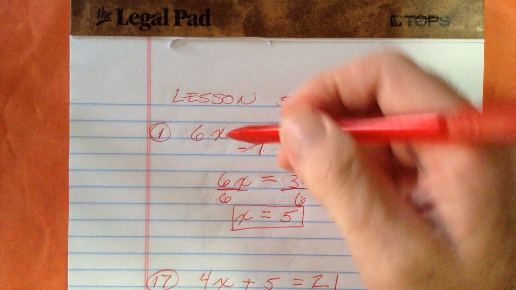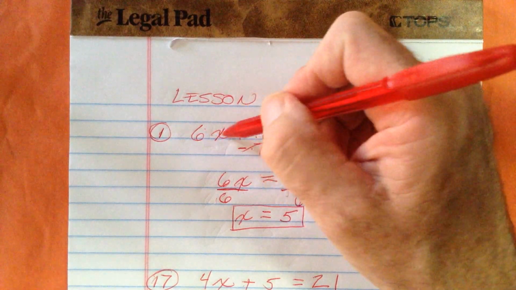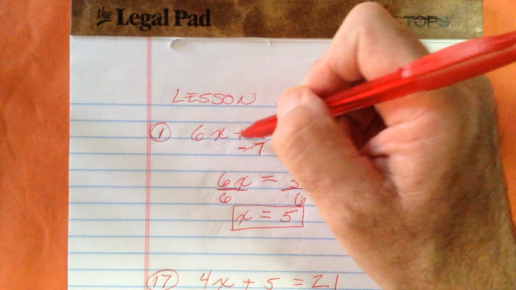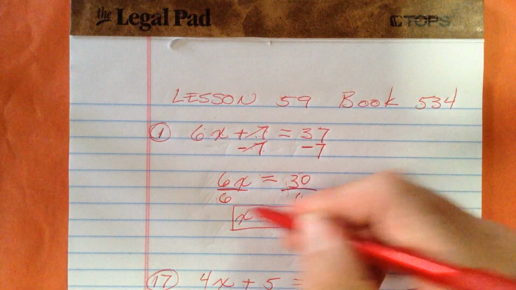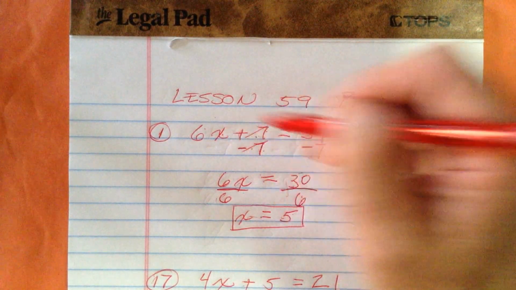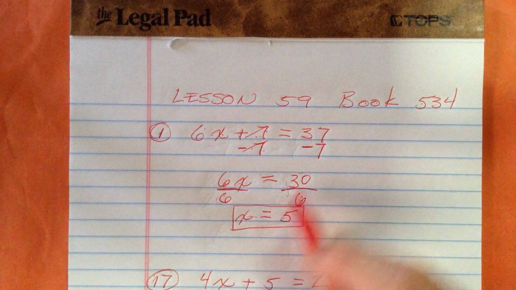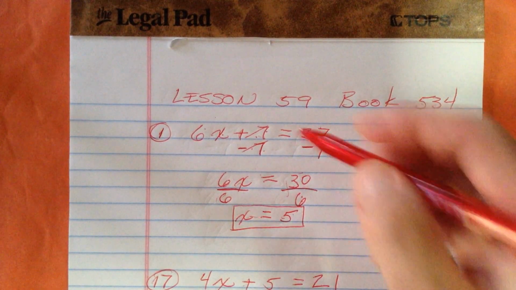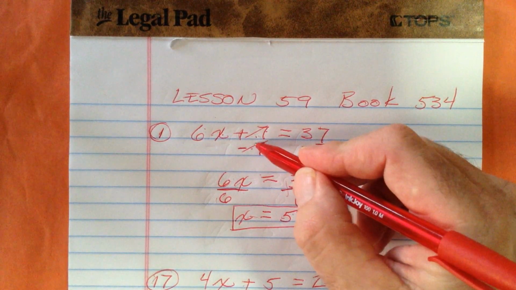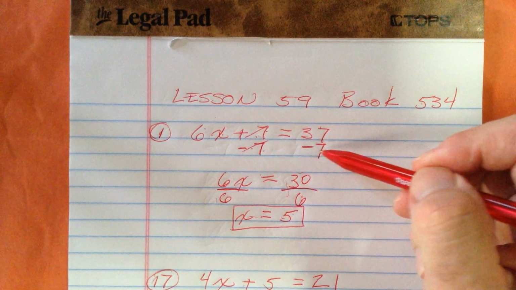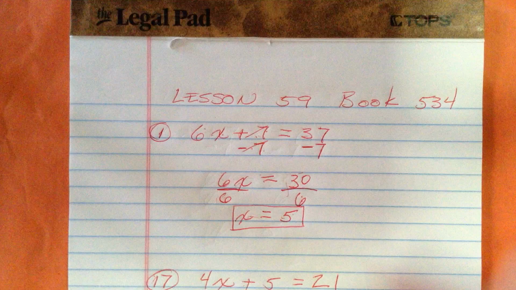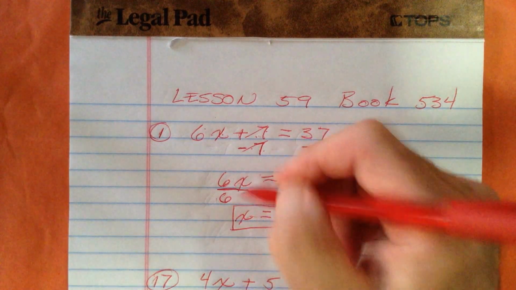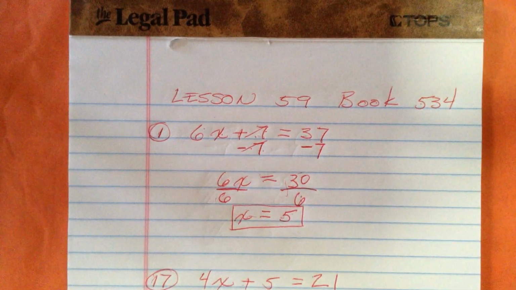So I can put it into the original problem. 6 times 5 is 30, plus 7 equals 37. So I did that correctly. X is 5. You can see I had to do this step first, the subtracting of the 7, and then the second step was dividing by 6.